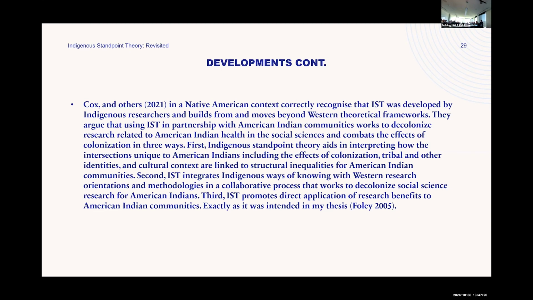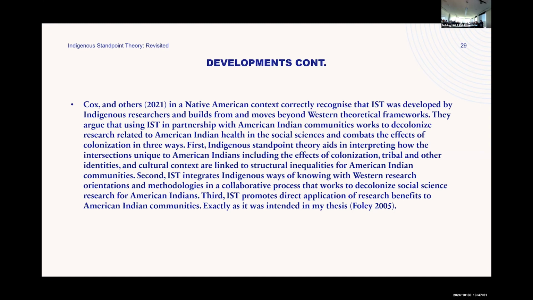They used Indigenous standpoint theory as I thought about it in a Native American concept, and they really looked at a structure there, and they did pre-work. I'll just pick out the first thing. Indigenous standpoint aids in interpreting how the intersections are unique to Indigenous Indians. And I'm sorry if I'm using words there, but this is their language, including the effects of colonisation, tribal and other identities in a cultural context and structural inequalities for their communities.